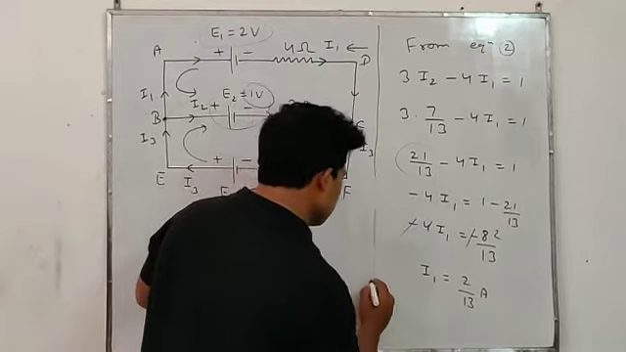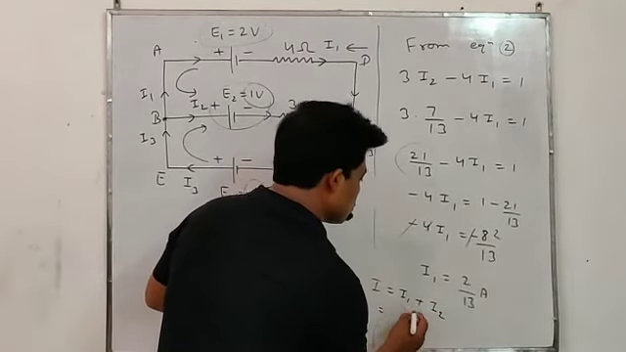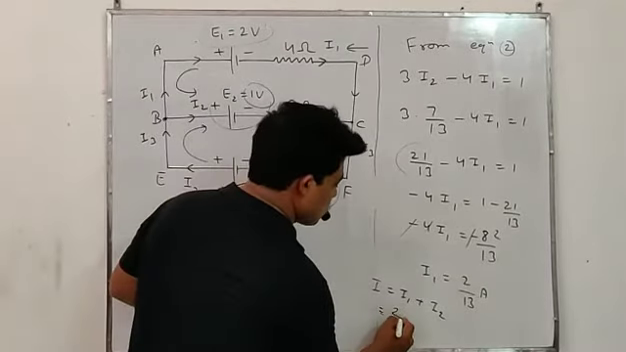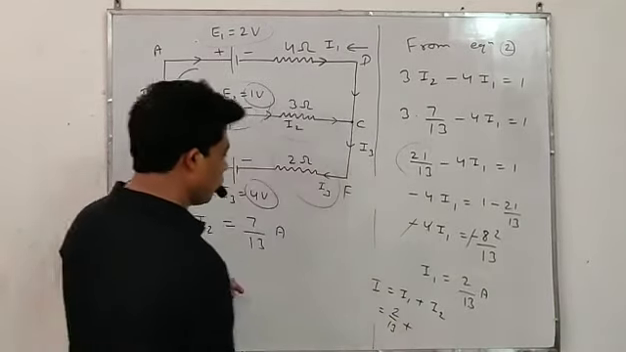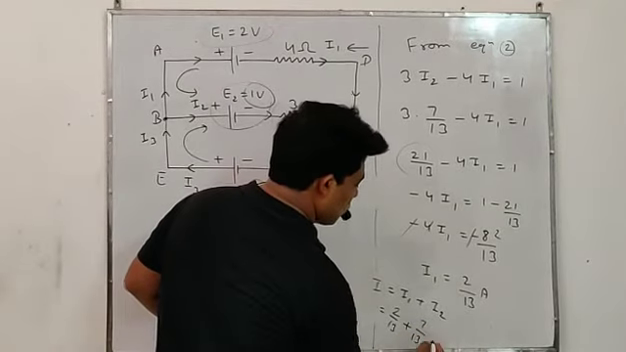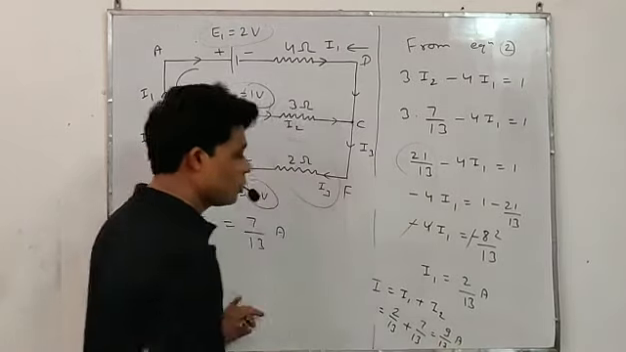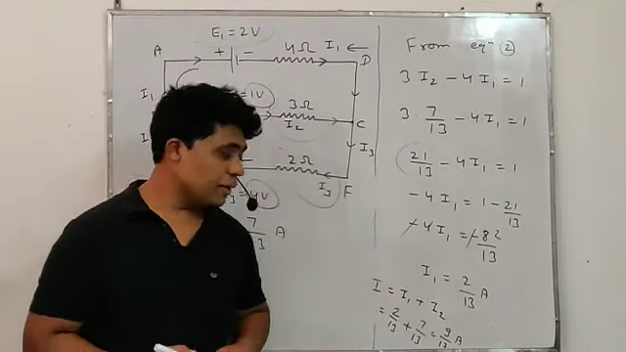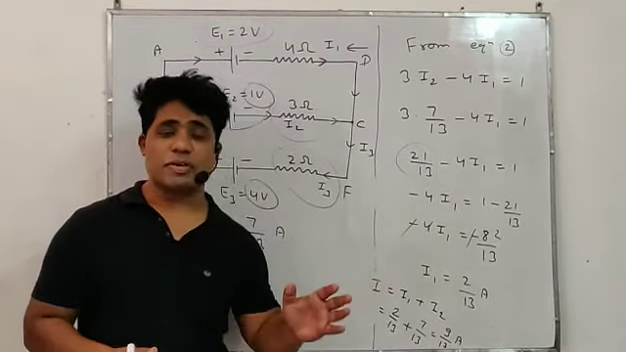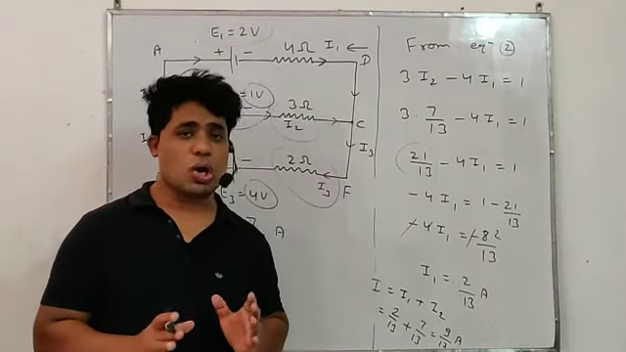And what was the final answer? I equals I1 plus I2. What was I1? That is 2 by 13. What was I2? 7 by 13. So it will come as 9 by 13 ampere. So total current will come as 9 by 13 ampere. In this way, by applying the first and second law, we can get the amount of current. That was a basic question based on Kirchhoff's law.